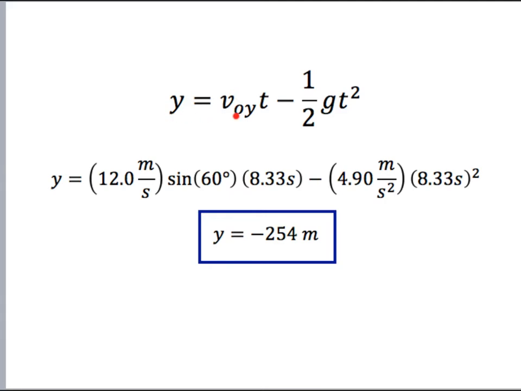So the y equation we have is v naught y t minus 1/2 g t squared. And we just found out that the time was 8.33 seconds, so we can plug in our v naught sine of theta. So of course, this all together, that's v naught y. And of course, that's t. So I'm just plugging these in. This is 1/2 g. That's of course the time squared. And so I plug in all those values into my formulas, and I end up with the height being negative 254 meters. So that means that the projectile will strike the opposite wall 254 meters below its initial height.